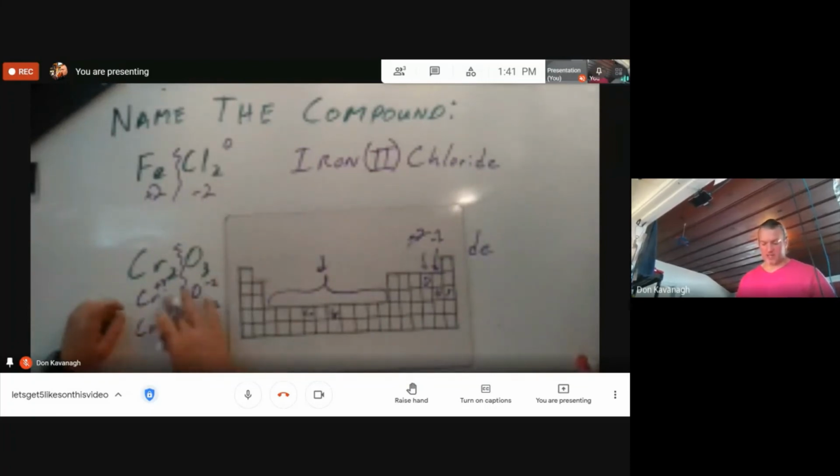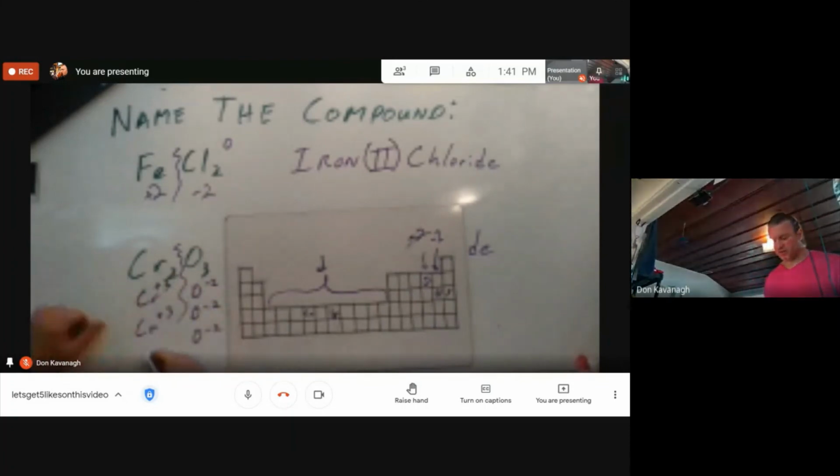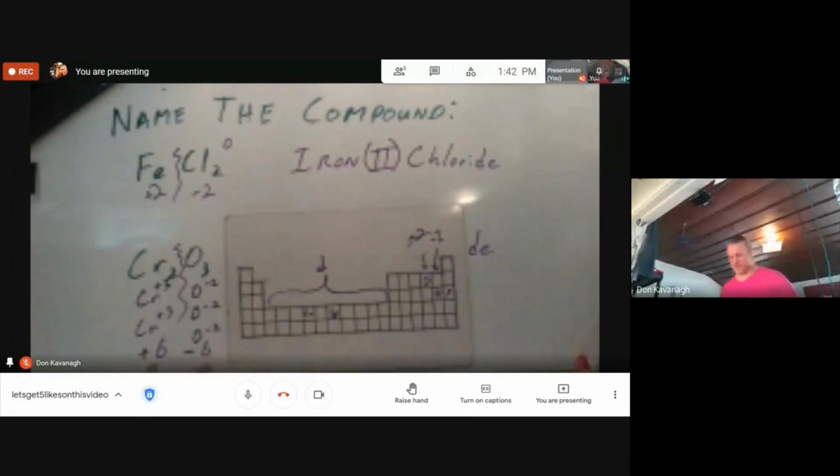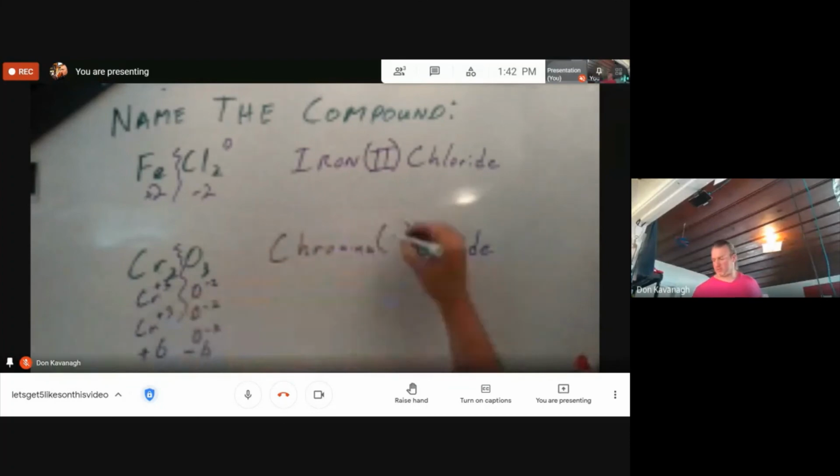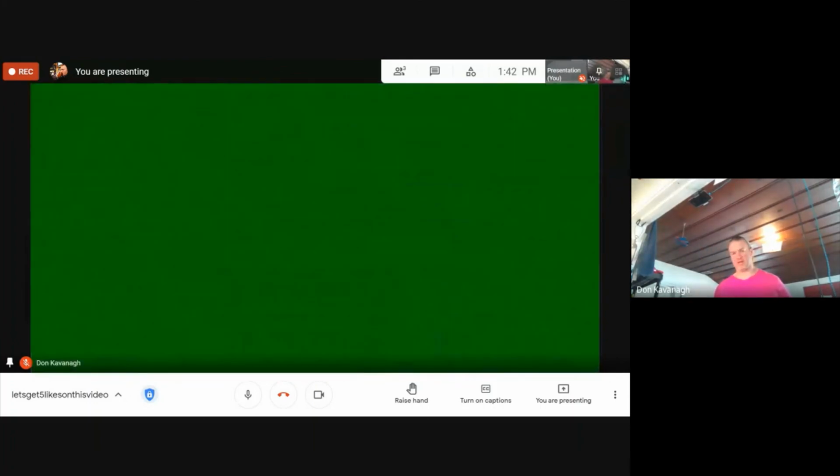A common mistake young learners will make is they'll make these +6. Well, that's +12 overall, +12 compared to -6. It can't be +6 over here. Individually, they are +3. So that way we have a +6 total and a -6 total. So we say this is chromium(III) oxide, with a Roman numeral 3, to tell the charge of the metal that is present.